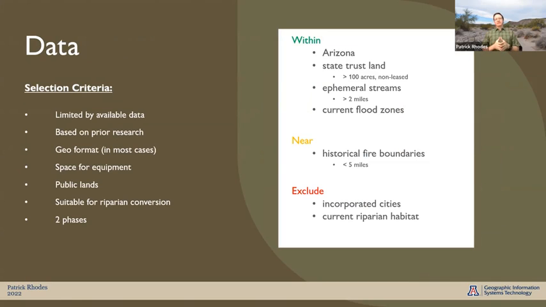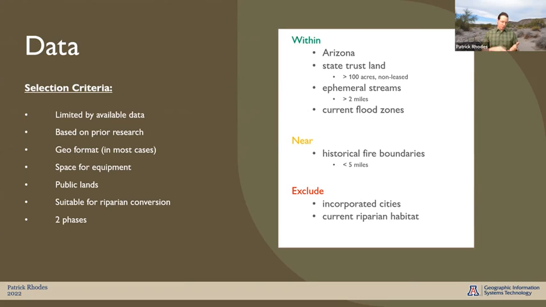So in terms of the data, these are the selection criteria I use. And this is based on a pretty extensive amount of research, which has been done in the past. So the criteria are, of course, within the state of Arizona and on state trust land, which is greater than 100 acres and non-leased. Why state trust land? Because state trust land is publicly owned, and they work with universities and K through 12. There's some funding there available. So maybe there would be some funds to start this thing initially. I wanted it greater than 100 acres because I don't know what equipment would actually be needed.